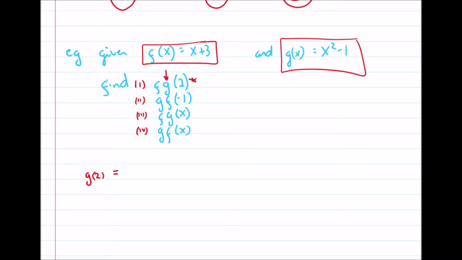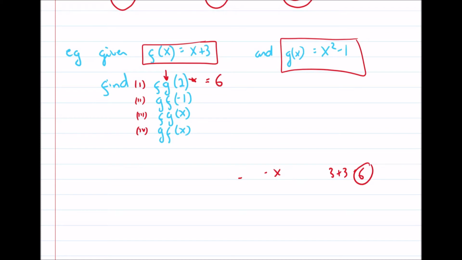So we put 2 in for x, and we'll get 2 squared minus 1, which is 3. Okay, so there is the number that's spat out for g. And now we put that 3 into our f of x. So x plus 3, we put the 3 in here, we get 3 plus 3, we get 6. Okay, so the answer to this is 6.